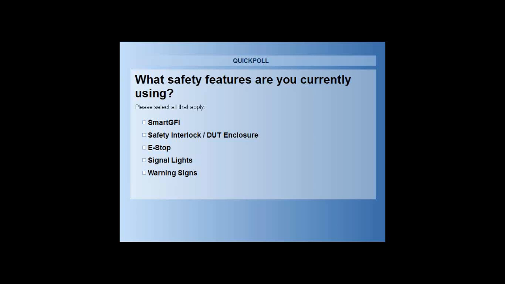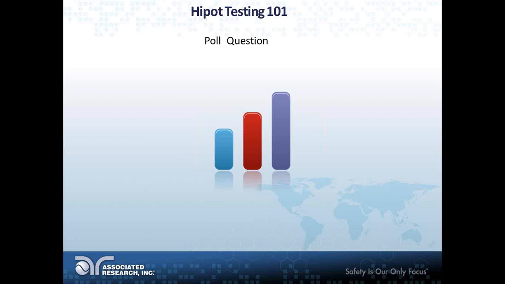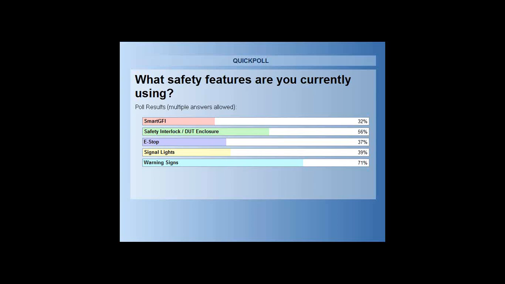All right, hello everyone again. I am going to close the poll. Thank you all for voting. An overwhelming amount of people, 71%, said that warning signs and safety interlock DUT enclosures at 56% were used as safety features, as well as signal tower lights at 39%, e-stops at 37%, and SmartGFI feature at 32%.